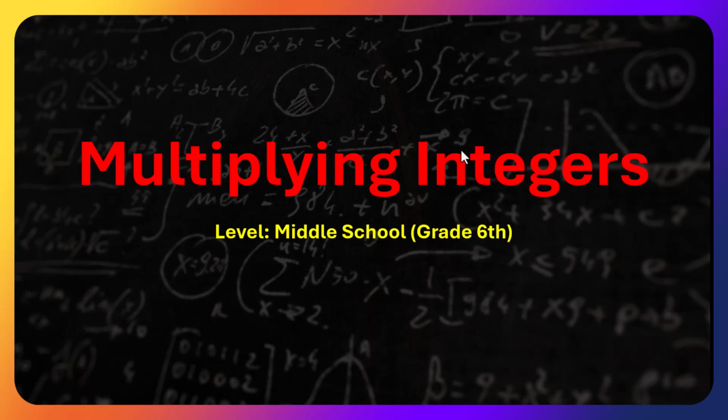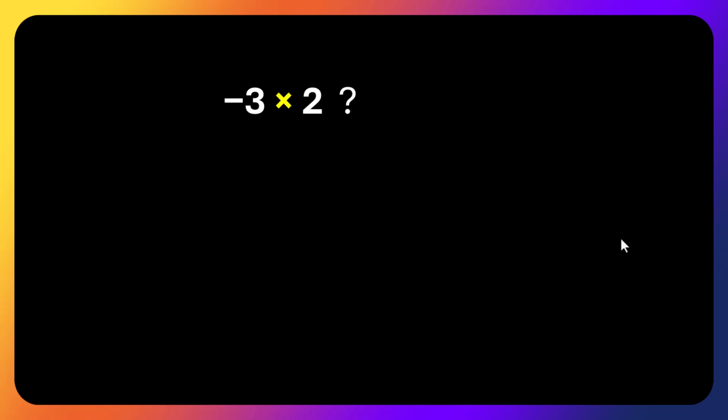So let's begin with this question. What is the result of minus 3 multiplied by 2, and also minus 3 multiplied by minus 2, and 5 multiplied by minus 4? Why do two negative numbers give a positive result? Let's understand this step by step, and also for multiplying positive numbers.